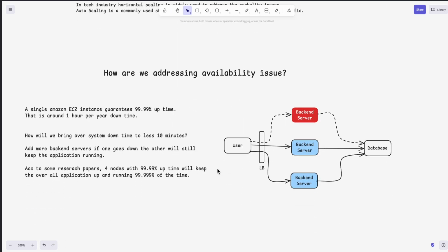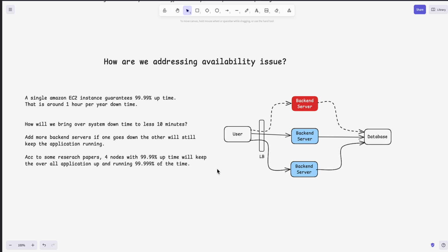Does horizontal scaling actually solve your availability issues? Yes, it does. How? A single Amazon EC2 instance guarantees 99.99% uptime, which means around 1 hour of downtime per year. Now imagine your application is down for 1 hour. If your application is not as popular as some applications, then it is not a problem. But imagine if you are Facebook or Instagram. If your application is down for 1 hour per year, that's not good.